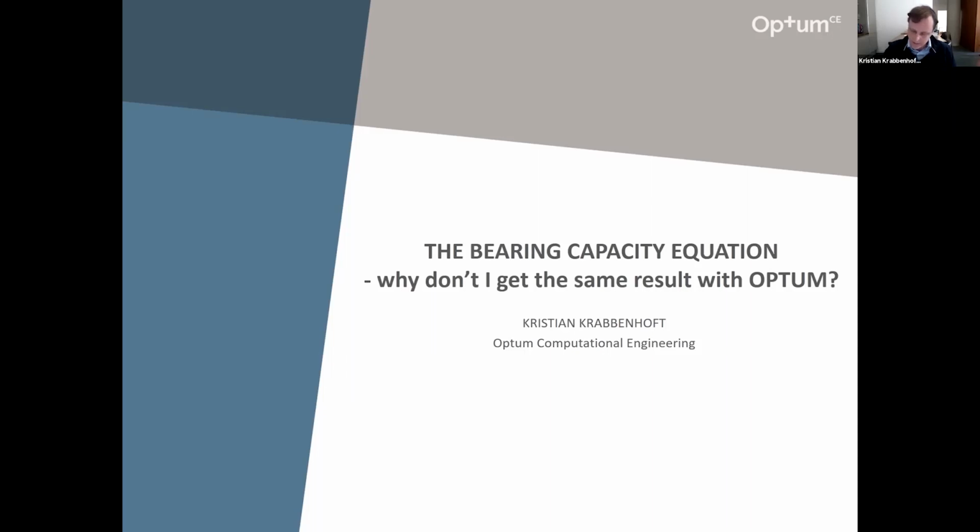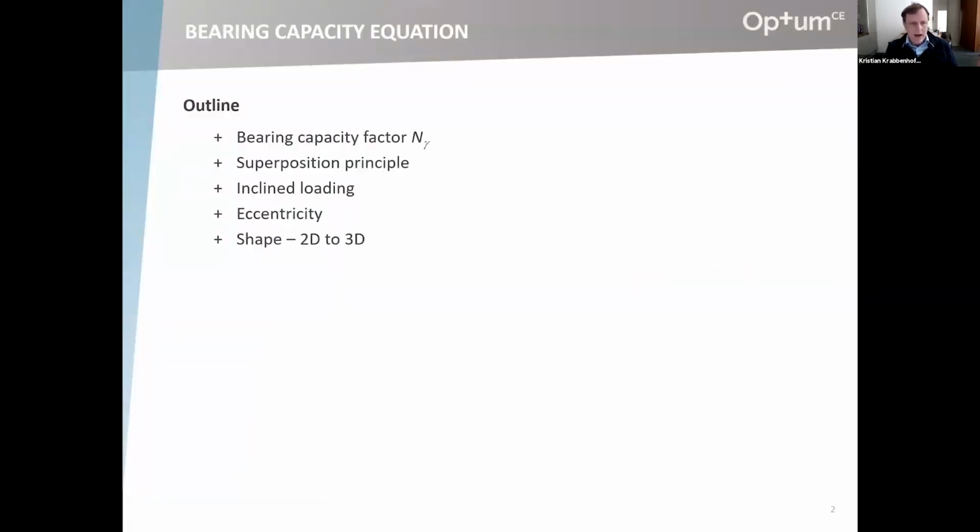I've picked a number of topics. There are a lot of other topics I could have talked about, but these are some of the more common ones that these questions relate to. First of all, the bearing capacity factor N gamma, then the superposition principle, something on inclined loading. We will also talk a little bit about eccentricity, and then shape, so how to go from 2D to 3D.